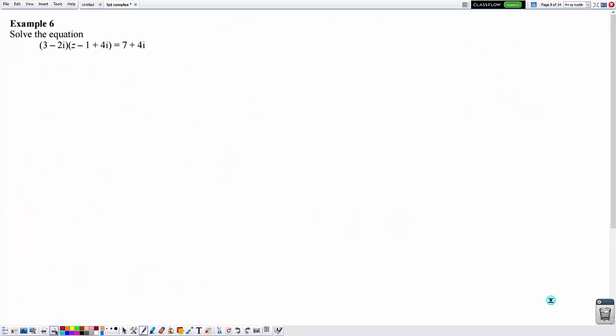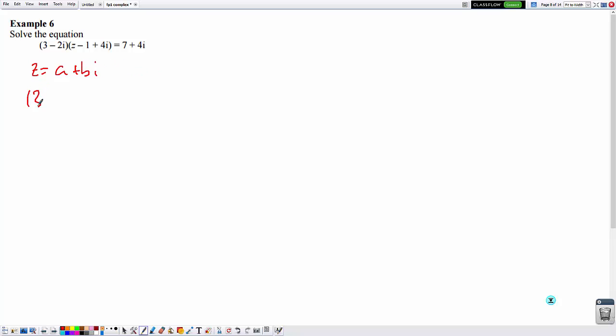Okay. Example number 6. So we've got 2 left. So solve the equation. This is going to be exactly the same. So maybe pause now, try this one on your own. It's nothing different here, nothing actually especially interesting. Well, I think this one may be one where we need to use simultaneous equations, but let's just start off by saying z is equal to a plus bi, plug it in, multiply it out.